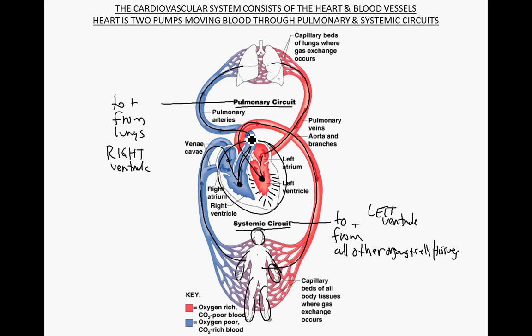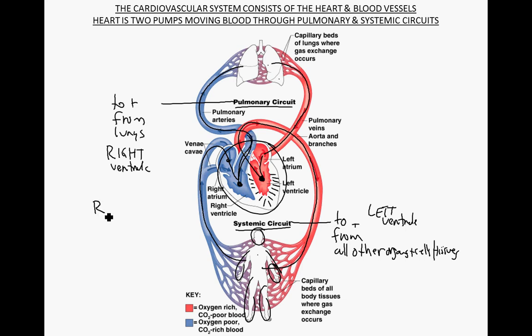Okay, so there's two circuits, two sides of the heart, the left side and the right side. The left side is responsible for pumping blood through the systemic circuit, and the right side of the heart, the right ventricle, is responsible for pumping blood into that pulmonary circuit and back to the left side of the heart. Okay, so it might benefit you to summarize this again.